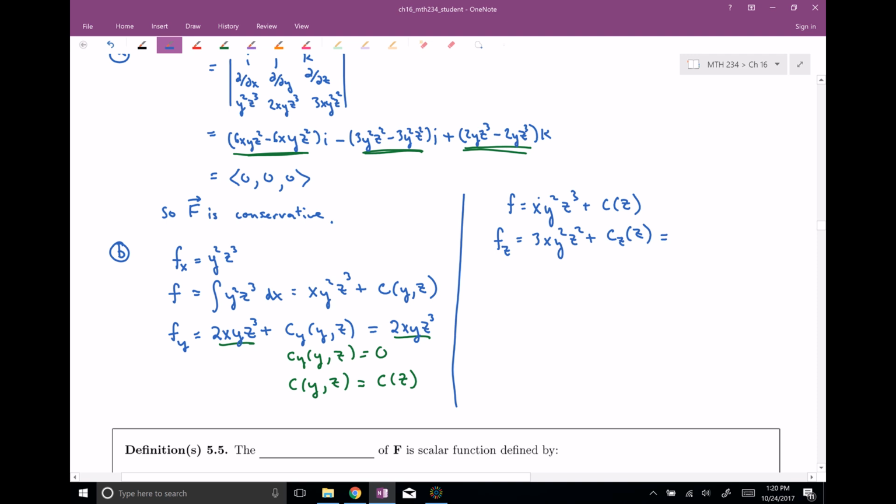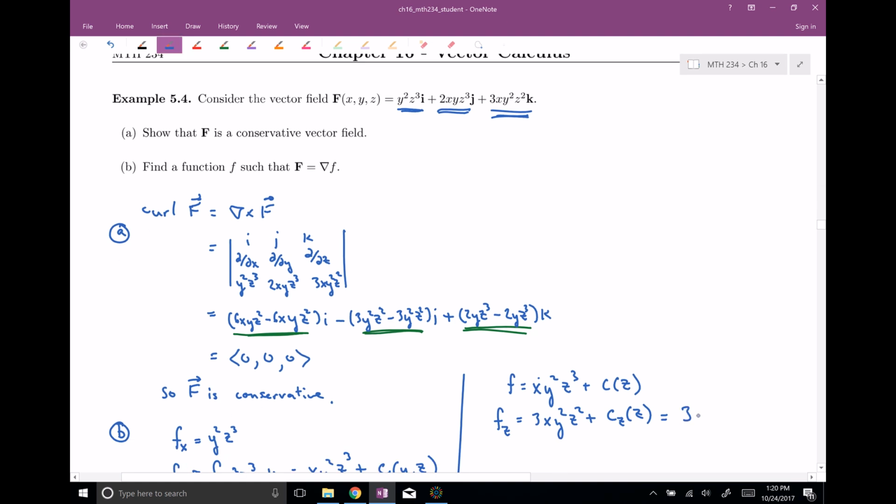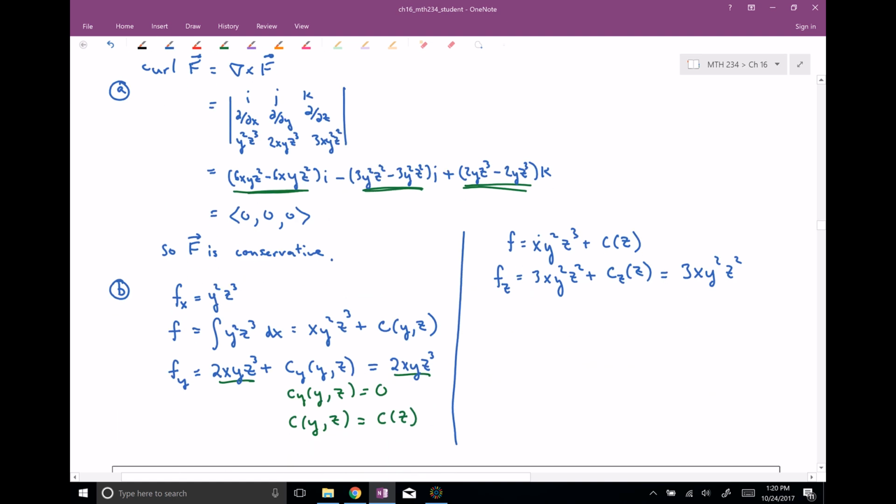And again, if my vector field up here is supposed to be a gradient field, this right here should be that f sub z. So let's go ahead and set that equal. So 3xy squared z squared. And notice again that this and this are perfectly equal to each other, so we could subtract them away, and we would get that c sub z of z is equal to 0. So that means that if you take the z derivative of this function, you get 0. Well, that means that it had to be constant with respect to z.